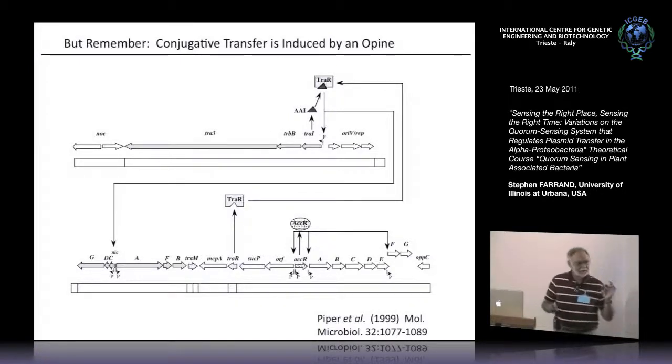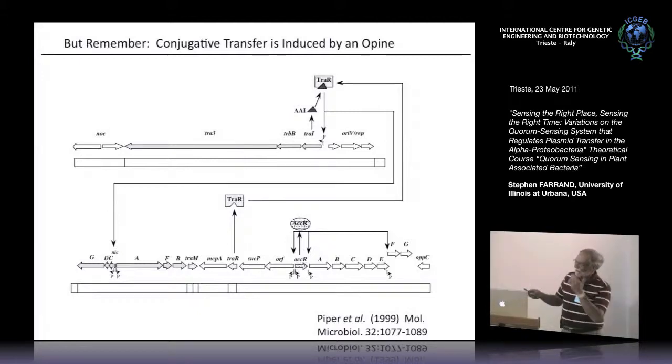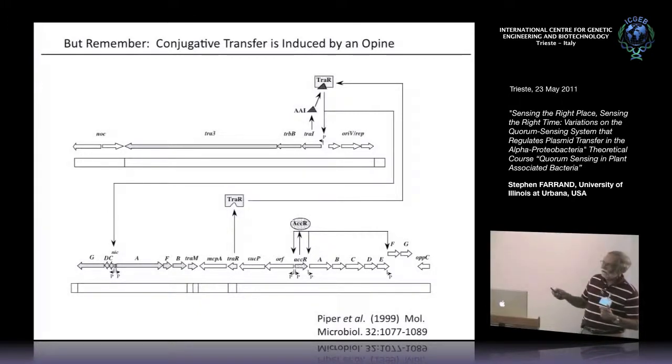All right, so let's consider. In the absence of the conjugative opine, that is when the bacterium is growing in a minimal medium with glucose as carbon source, very natural, then what you see is that AccR is repressing this operon, and it is also repressing this operon here. So there is no TraR, at least not sufficient amounts of TraR, so you can't induce the conjugative transfer system.